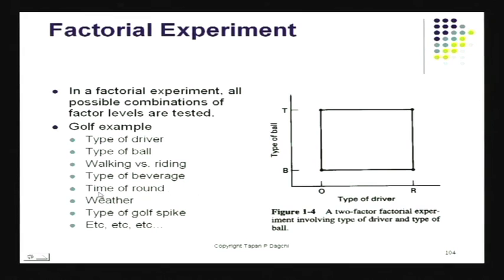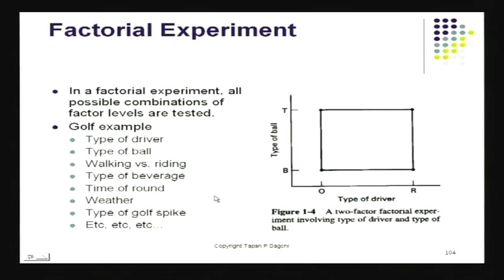Then there was the time of round. Was it in the morning that we were playing this game, or at lunchtime, after lunch, or in the evening? What was the weather like, and was it changing during the day? The type of golf spike we used could also affect the score. And there are, of course, many other factors, the nature of the grass and so on, that also might be affecting your score.